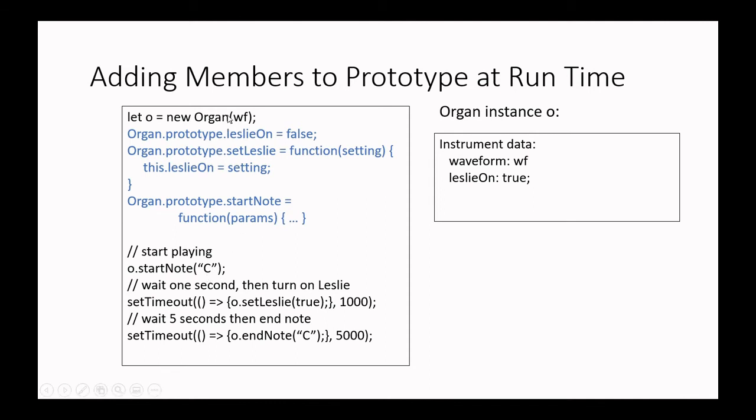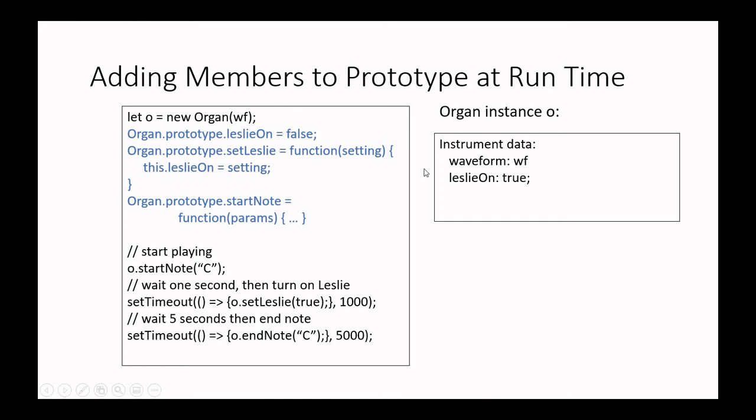So how can it be that we created an organ without a Leslie speaker, and then by adding the definition of Leslie to the prototype, our organ has a Leslie speaker? Just because if it doesn't find something, it looks in the prototype. So to start with, we call start note. Now we've already overridden start note, so it'll call the new start note. Then when we set Leslie, at that point, it says this.Leslie on equals setting. It sets it true. This points to the instance. Even though this function is defined in the prototype, remember, we call O.setLeslie with the context of the instance, so this is the instance.